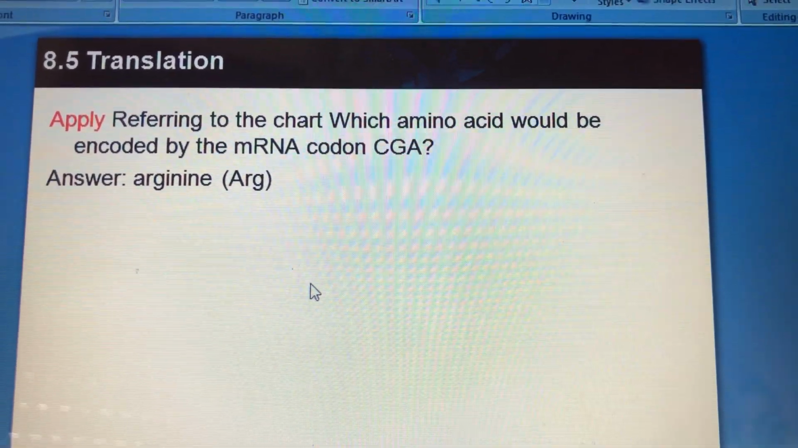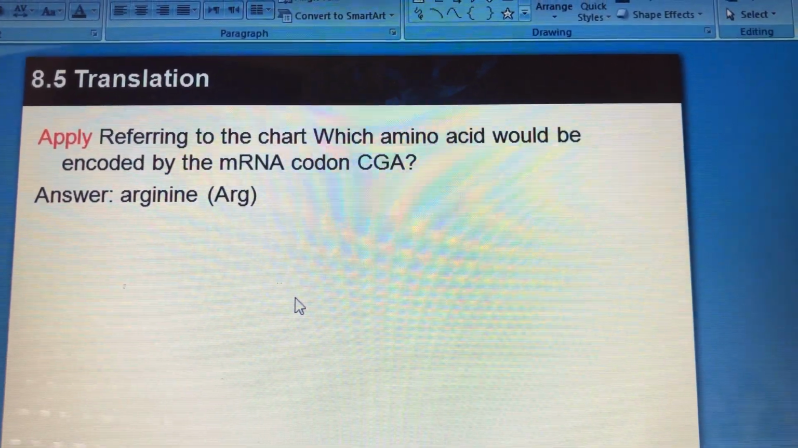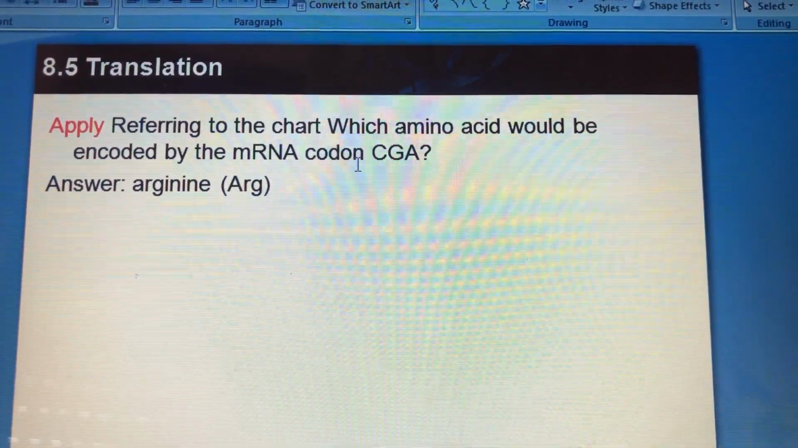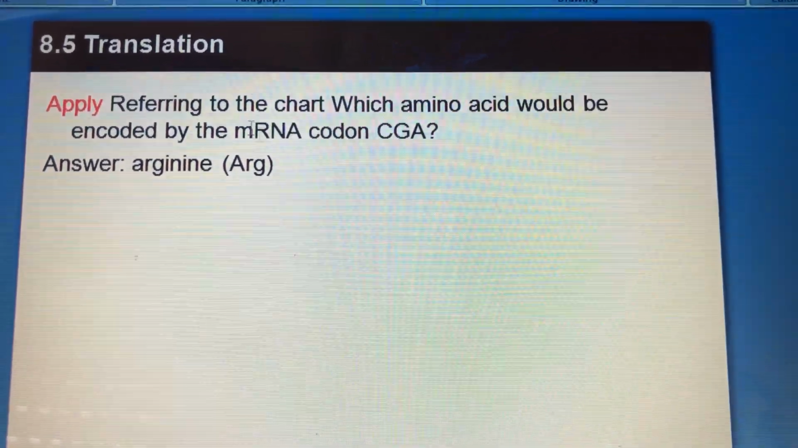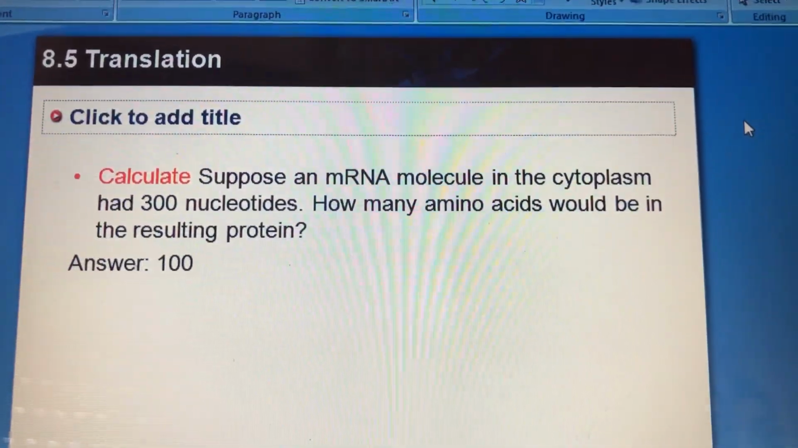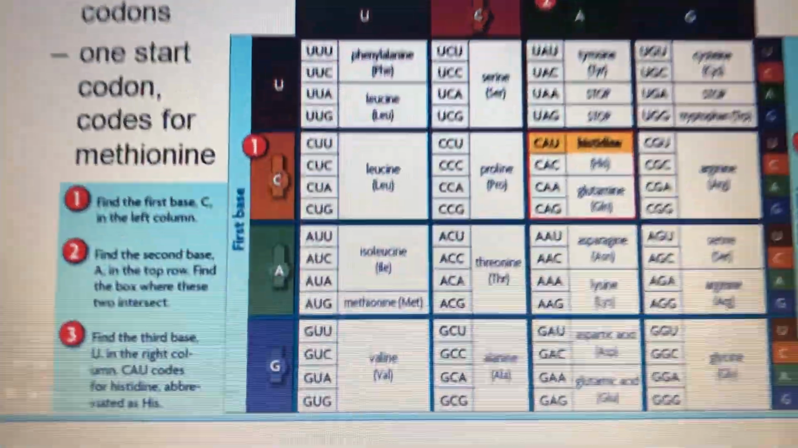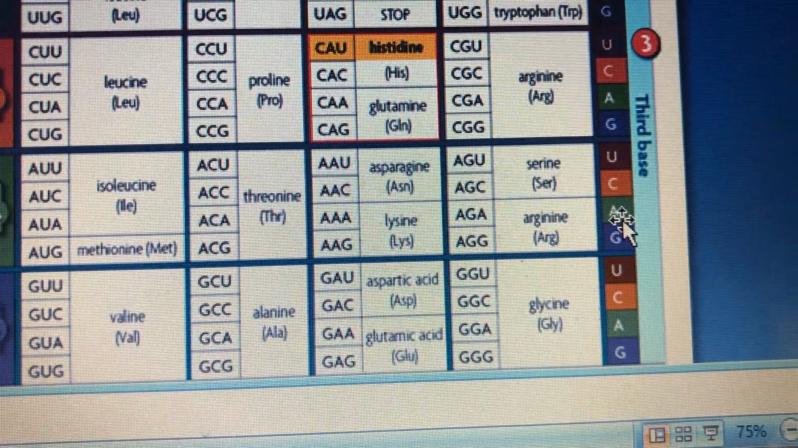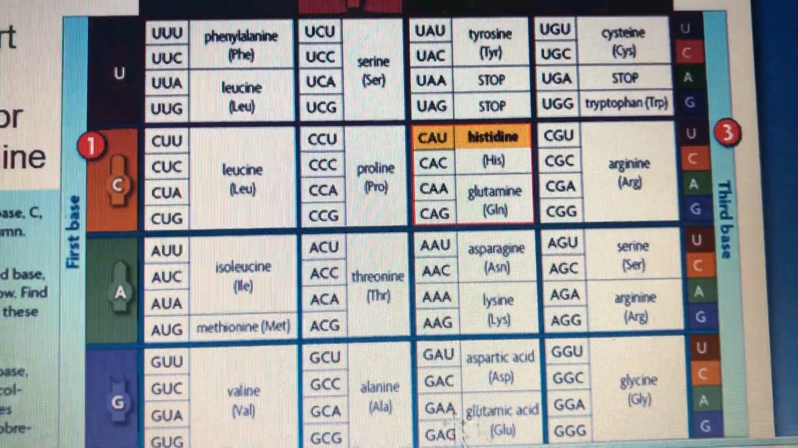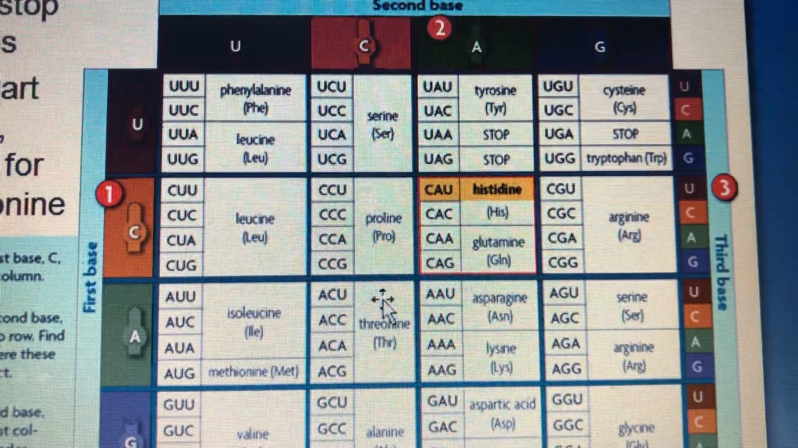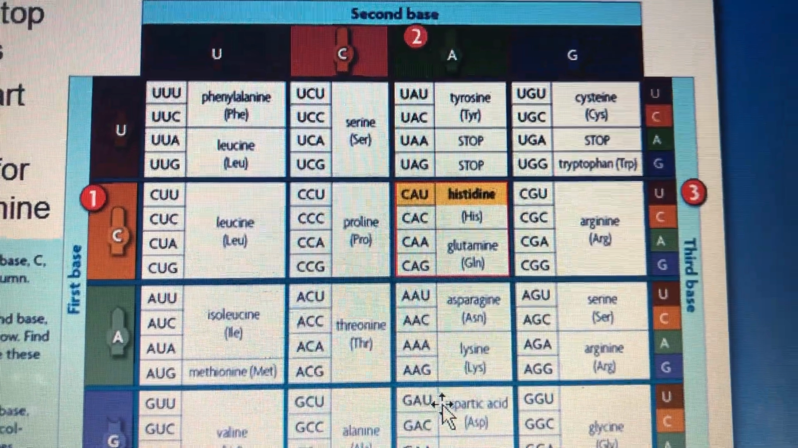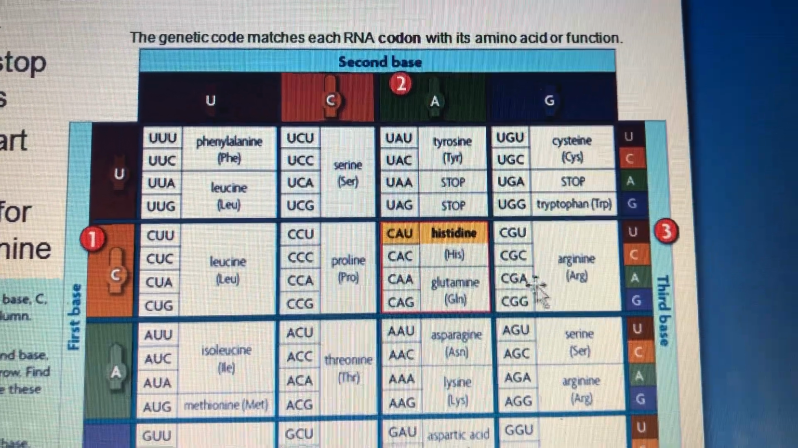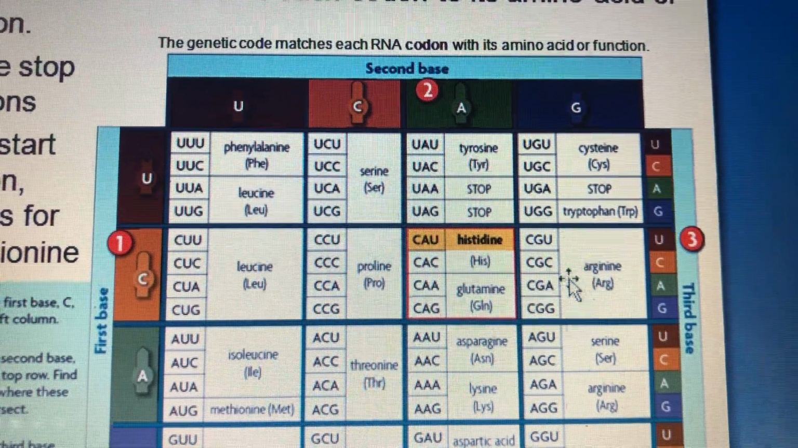Now referring to the chart, which amino acid would be encoded by the mRNA codon CGA? If we refer to the chart back, you can observe that CGA, where is CGA? So here you have, it codes for arginine. Can you see? So this CGA codes for arginine amino acid.